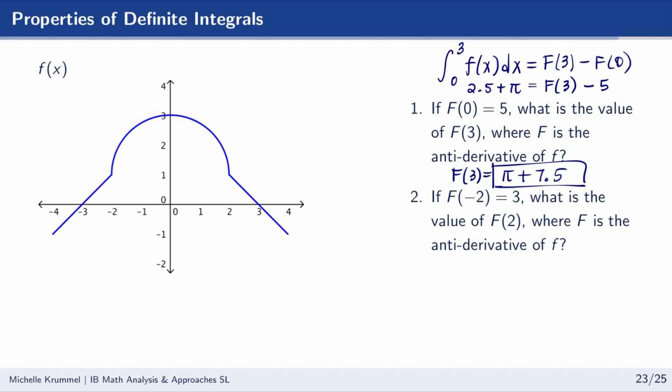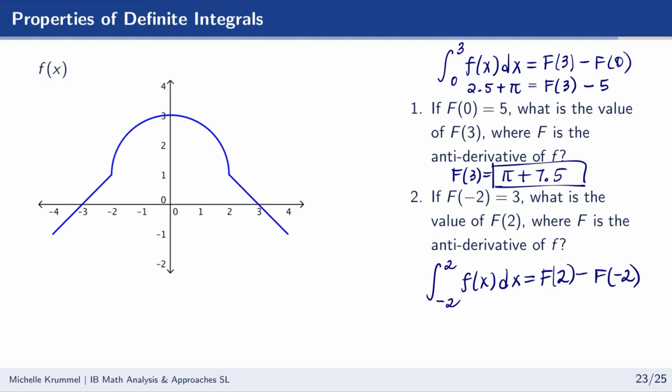If big F of negative 2 equals 3, what is the value of big F of 2? So again, let's set up a different definite integral, and this time we want to use negative 2 and 2 as our limits of integration. Negative 2 to 2, because we know that's going to be big F of 2 minus big F of negative 2.